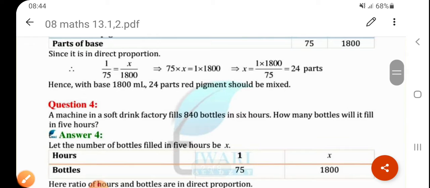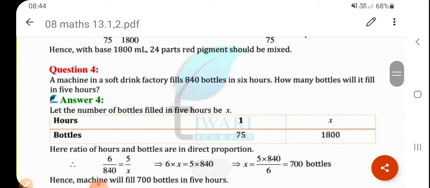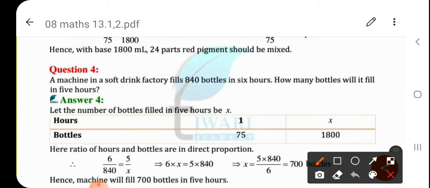Question number 4. A machine in a soft drink factory fills 840 bottles in 6 hours. Here there is a printing mistake: 6 hours and 840 bottles. Then how many bottles will it fill in 5 hours? So if here it is 5 hours, then what is the number of bottles it will fill?